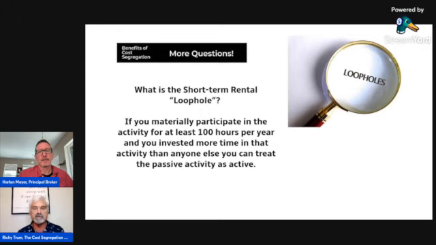You can actually download the material participation publication from the IRS's website. There are 7 different tests, but you only have to pass one test. The easiest test is to materially participate in that activity for at least 100 hours per year, and you want to document that, especially if you're a doctor or lawyer professional, and that you invested more time in that activity than anybody else. At that point, you can treat the passive activity as active. And so that's another way to affect that W-2 income.